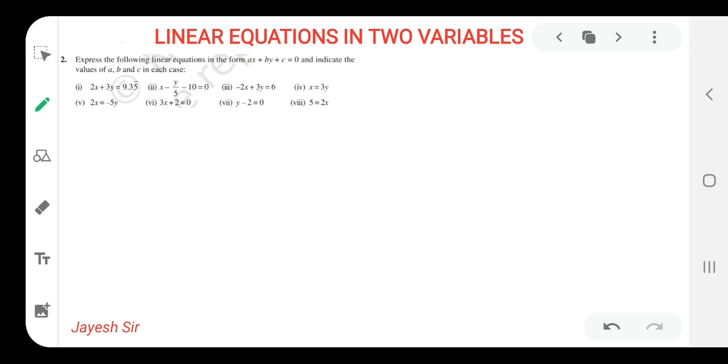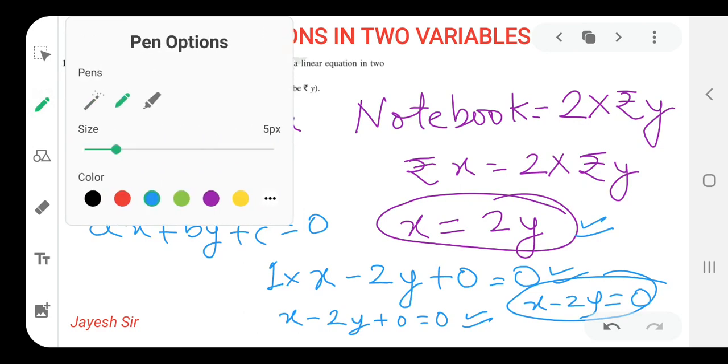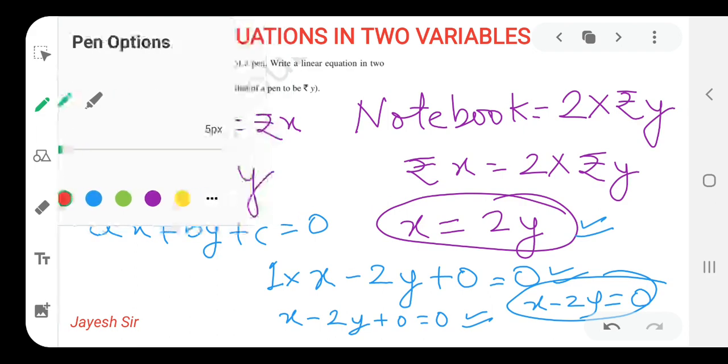Now we are beginning with the next type, that is over here. Express the following linear equations in this format only: ax plus by plus c equals 0, and indicate the values of a, b and c in each case. In the previous case we can find the values of a, b and c. Yes, we have not found them, and it has not been asked, but then also let us find them, so that we can get our concept clear and understand it properly.